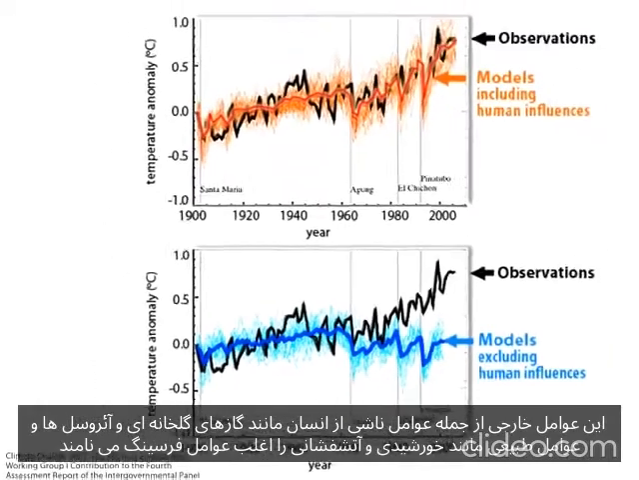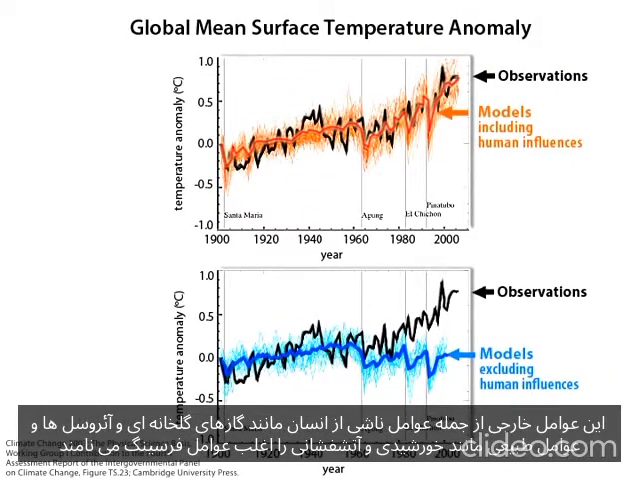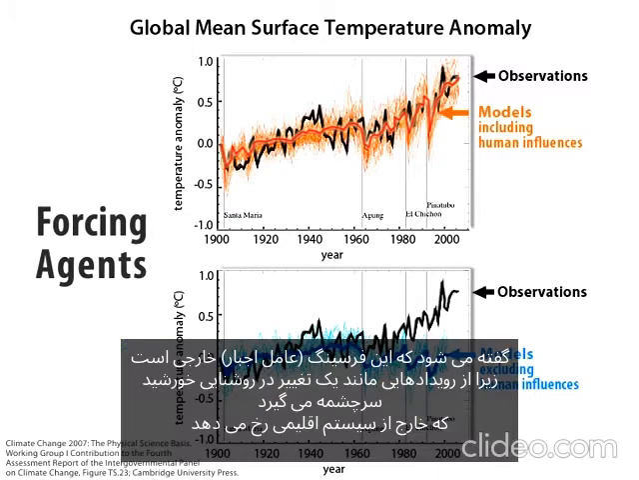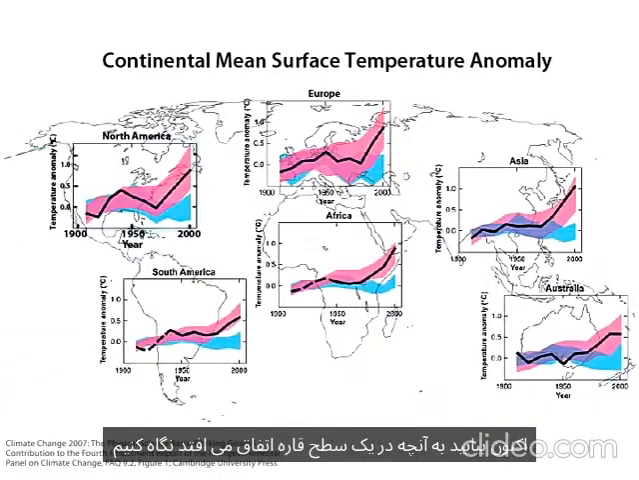These external factors, including human-induced ones such as greenhouse gases and aerosols, and natural ones like solar and volcanic, are often called forcing agents because they alter the flows of energy into and out of the climate system. The forcing is said to be external because it originates from events, such as a change in the brightness of the sun, that occur outside the climate system. Now let's look at what happens at a continental level.